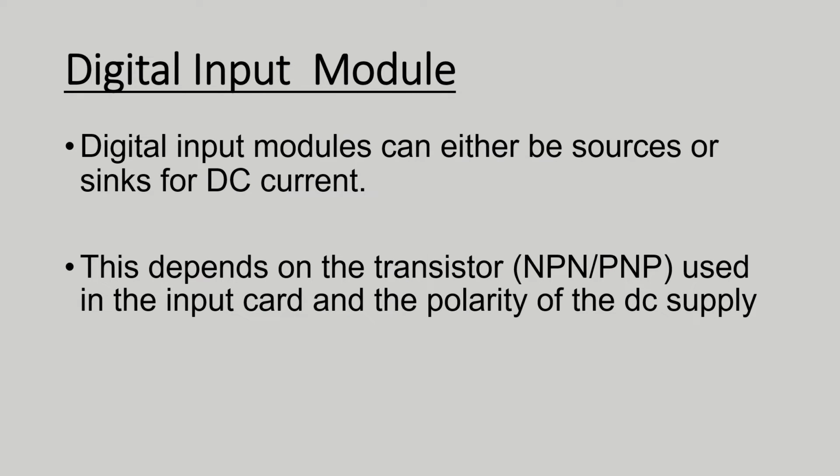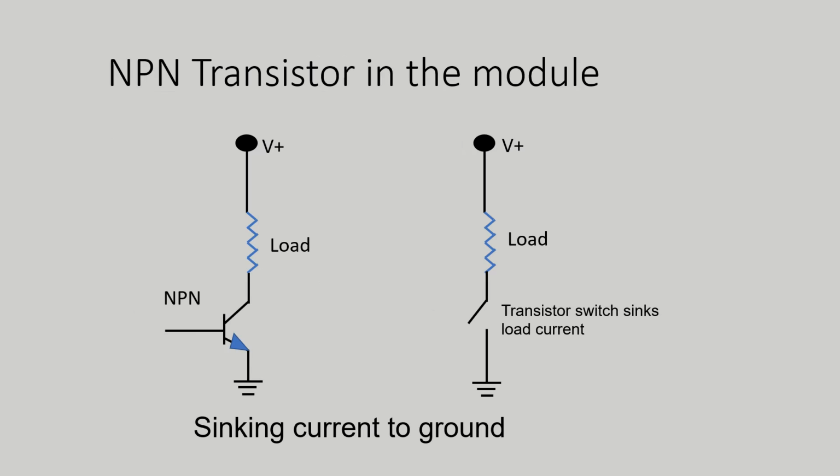Digital input can be either sources or sink for DC current, and this depends on the transistor used in the input card and polarity of the DC supply in the module. If the NPN transistor is used in the input module, then current will be sinking. Let's see the diagram.